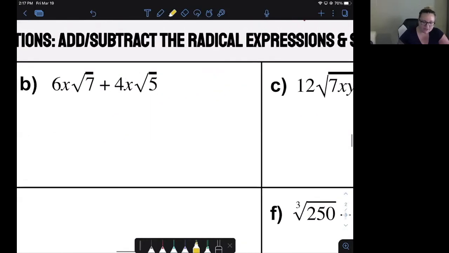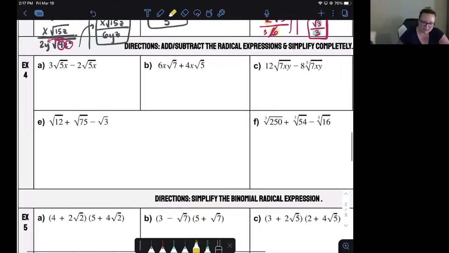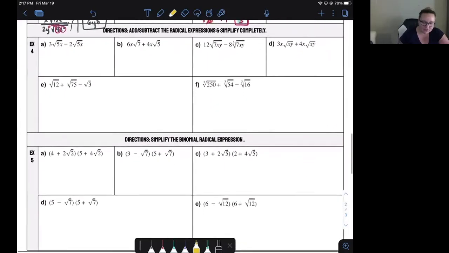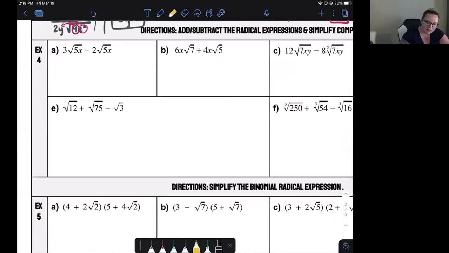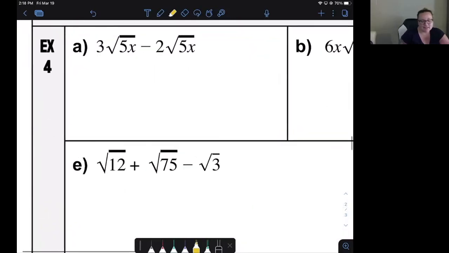All right, now let's do some addition and subtraction. So we're going to add and subtract some radical expressions. When we add or subtract radical expressions, it's kind of just the same as adding and subtracting a regular expression where you can only combine like terms. So the bases have to be the same.